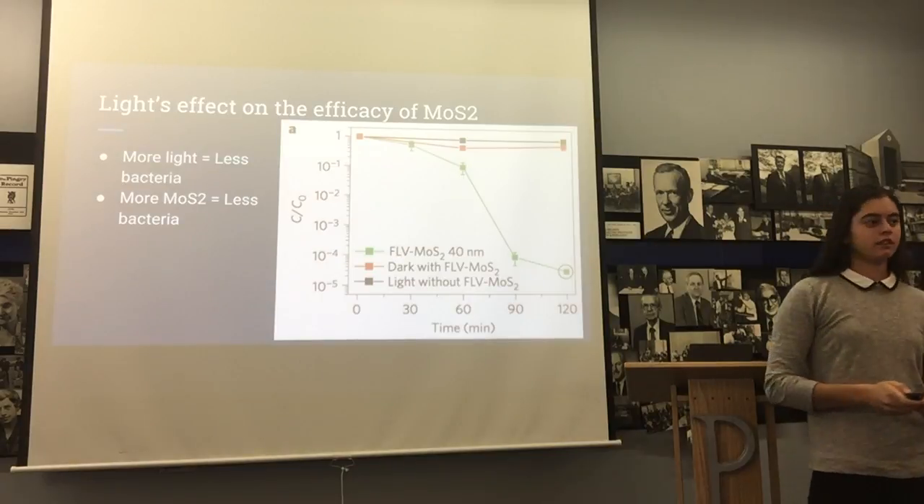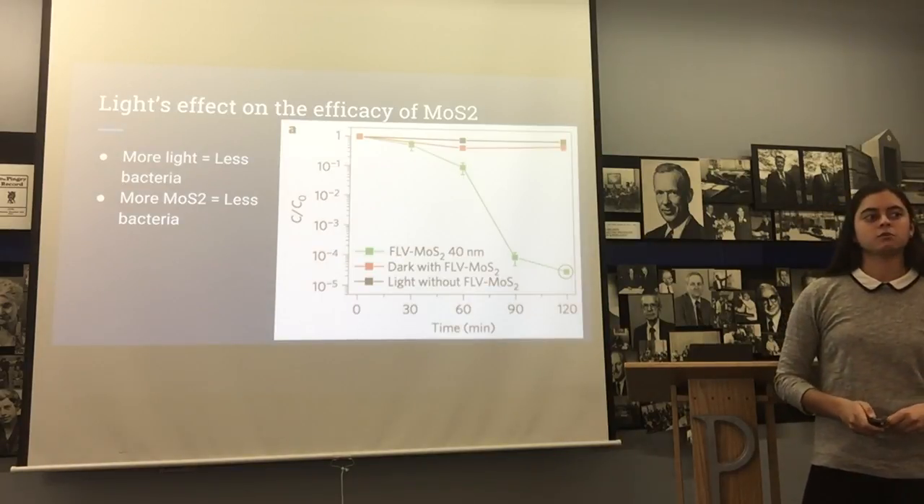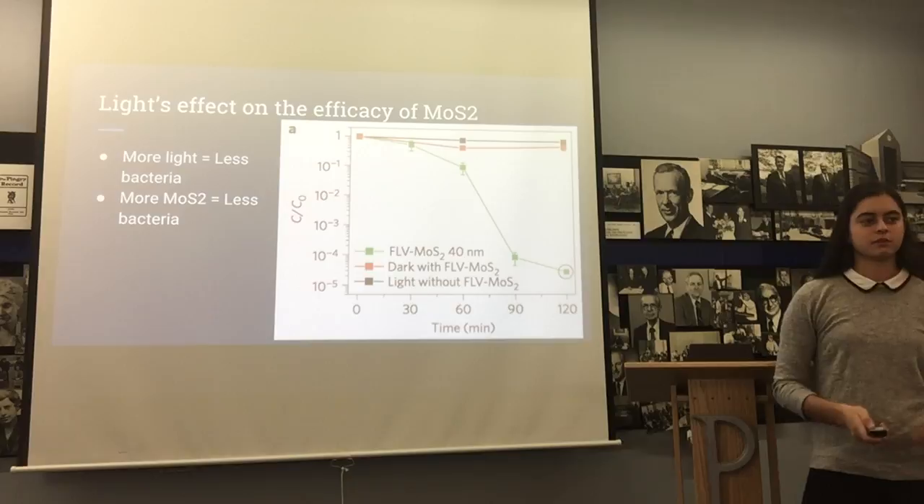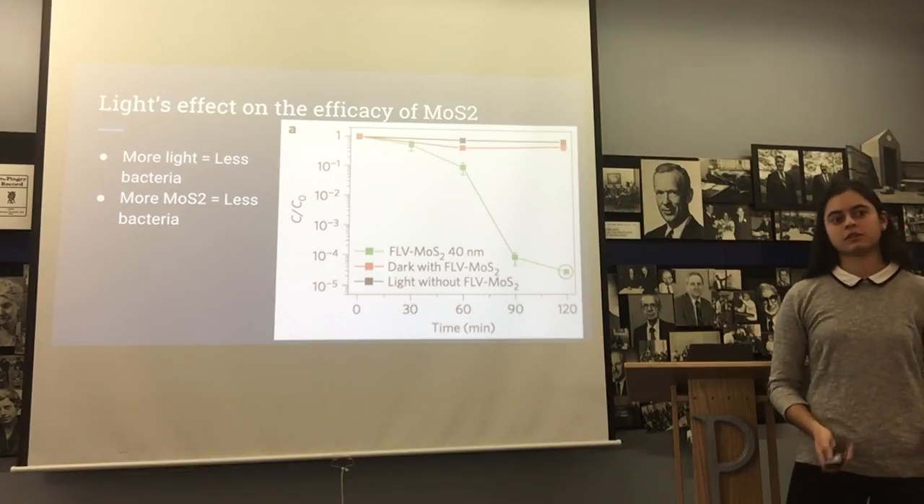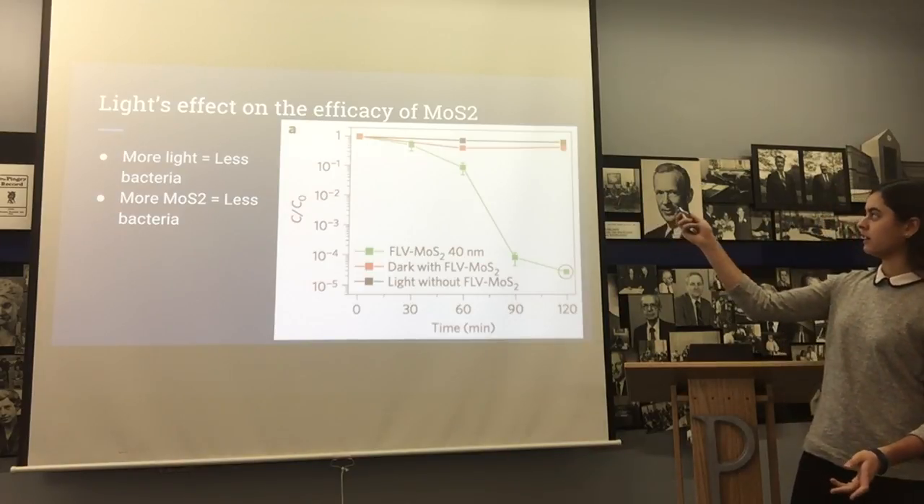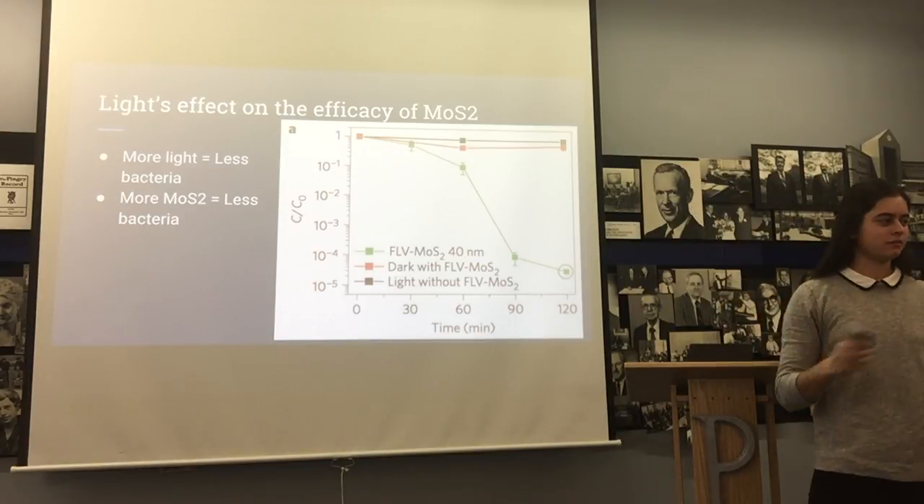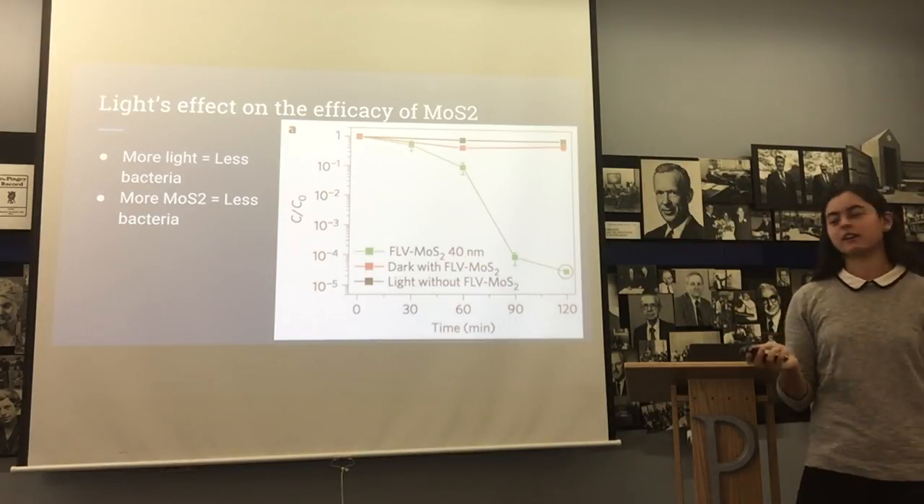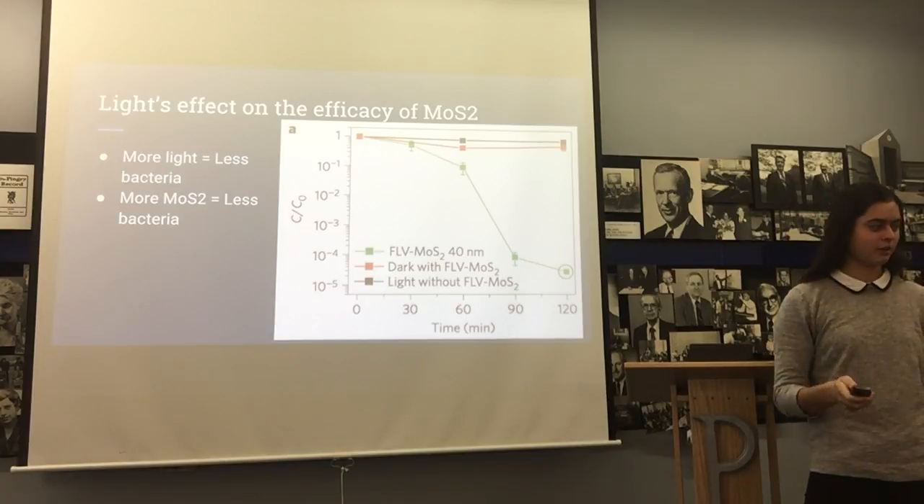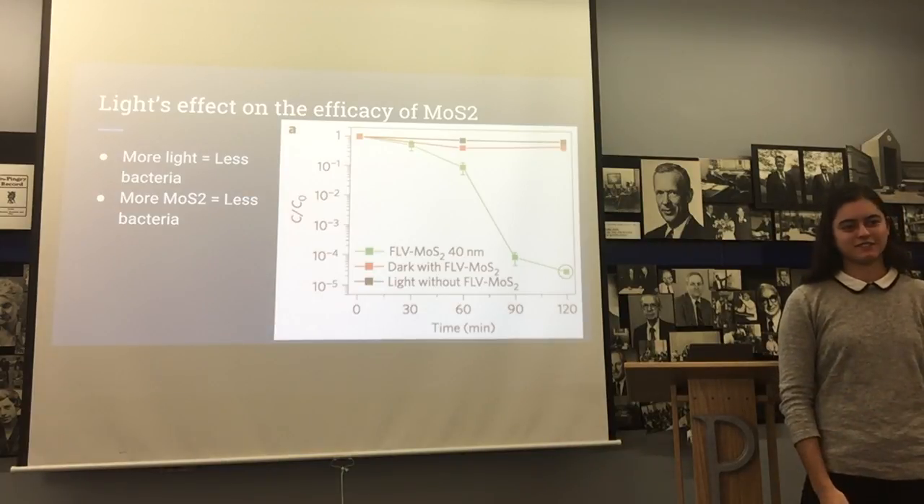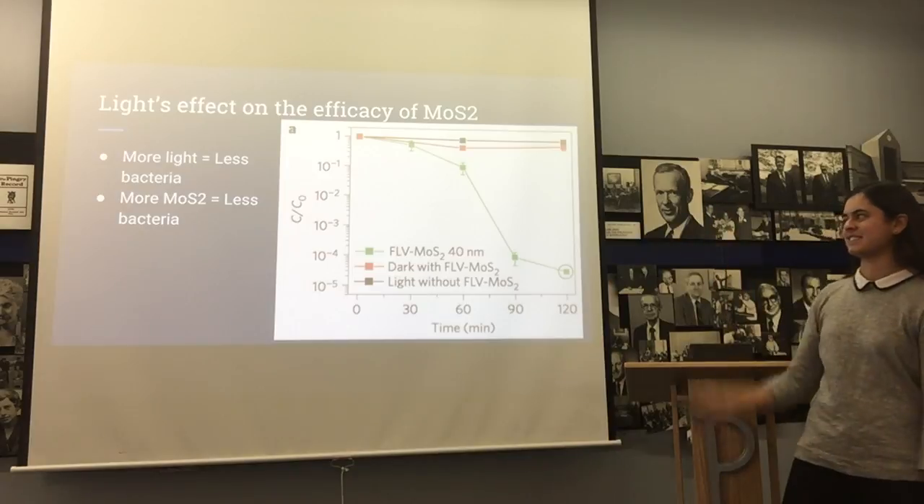Okay. The next thing they wanted to test was what was actually doing the disinfecting. Was it the light, was it the MLS2, or was it a combination? So the black line on top is just light on water, with nothing else. And if you've ever tried just having light on water, it doesn't really disinfect anything. It just sort of stays the same.